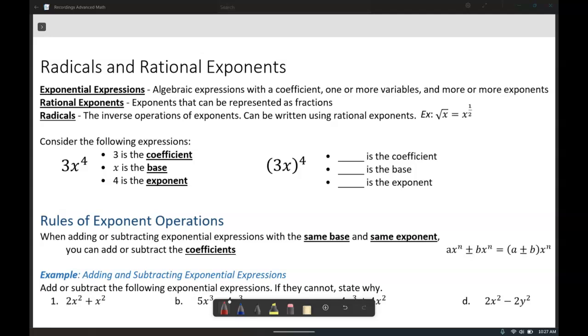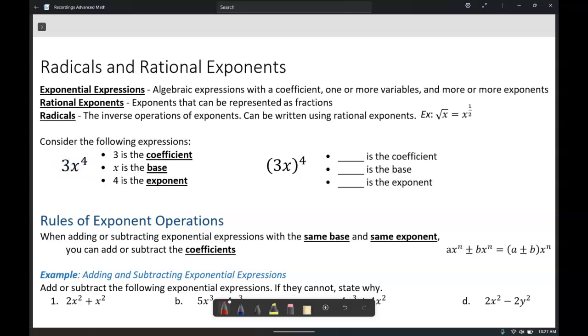So now we're going to take some time to look at radicals as well as rational exponents. When we're looking at radicals and more specifically exponential expressions, it's really important that we understand the base of the exponential expression compared to the coefficient. In the following example, 3 is our coefficient, x is our base, and 4 is the exponent. x is the only thing being raised to the power of 4 because it is the base. 3 does not get raised to the power of 4.